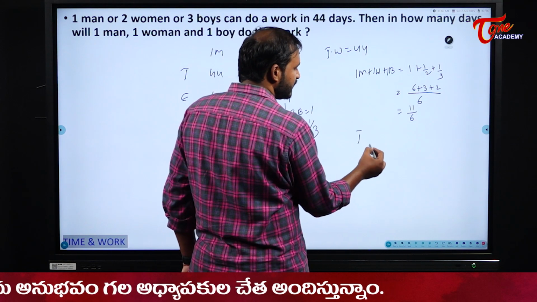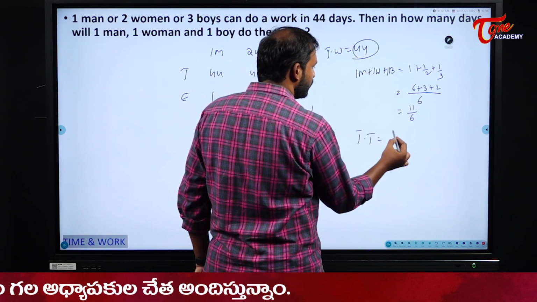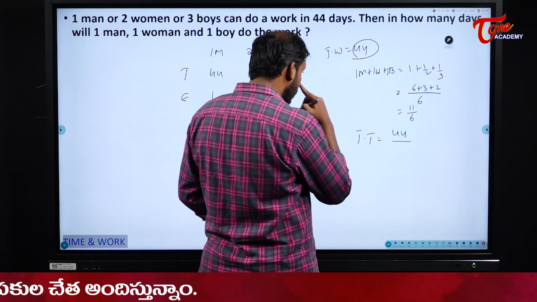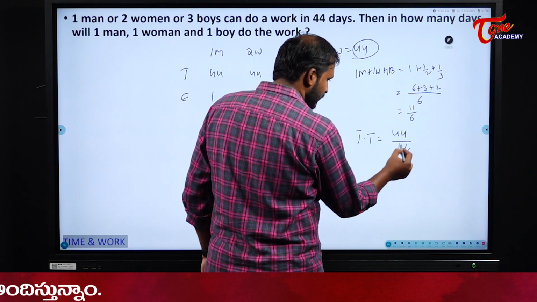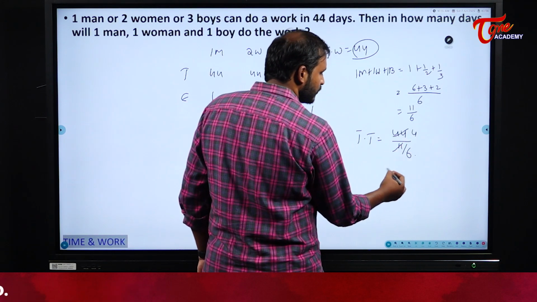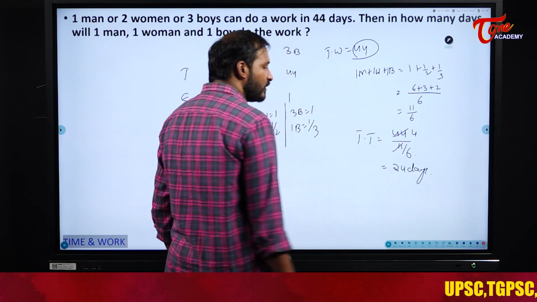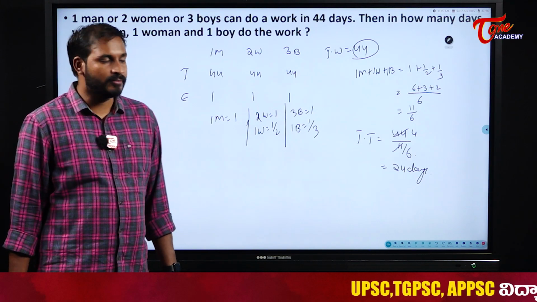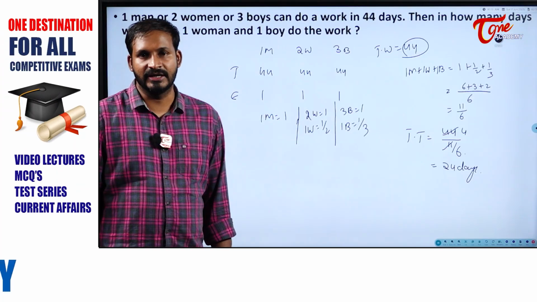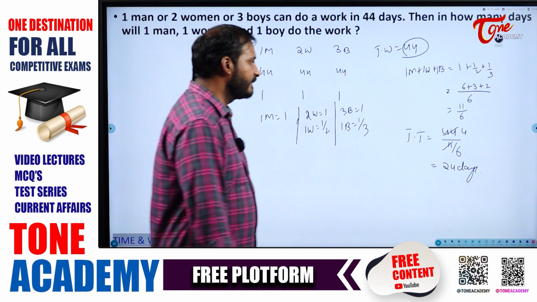Now, time taken is equal to total work, which is how much? 44. And their efficiency is how much, students? 11 by 6. So 11 ones, 11 fours, 6 will go to the numerator. 6 fours are 24 days. So that means 1 man, 1 woman and 1 boy can finish the job in 24 days. Okay. Next one.